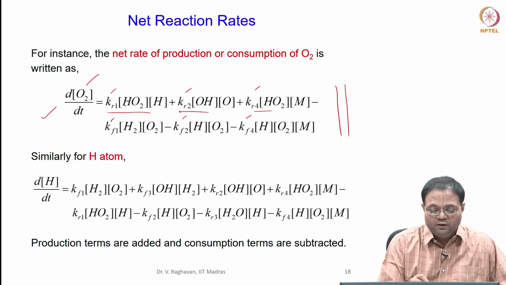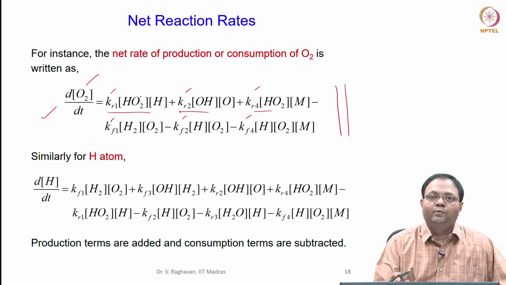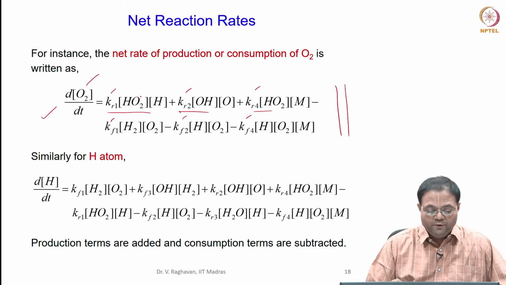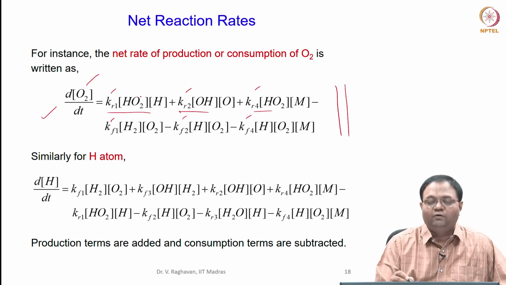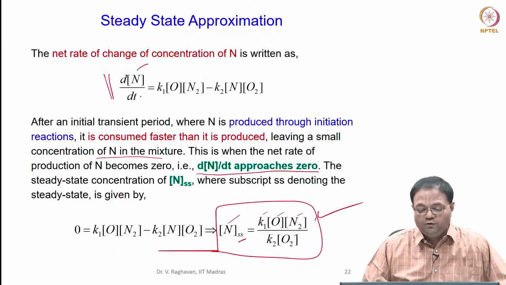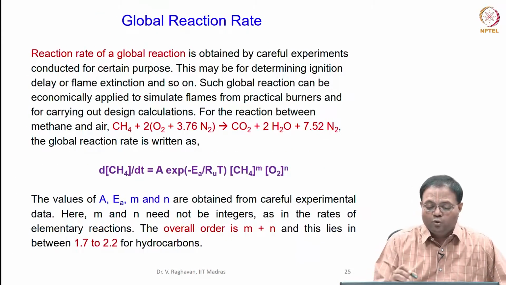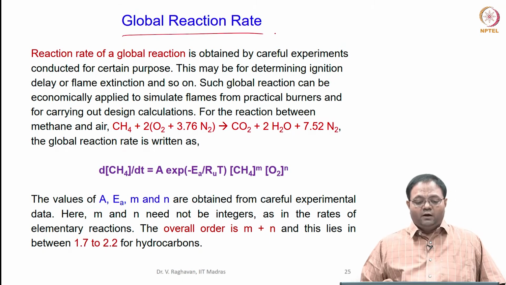So here the HO2 concentration is raised to the power of 1. That is the stoichiometric coefficient of this particular reaction itself. So we have seen how to do that for elementary reactions. Now we will see how the global reaction rate is calculated.